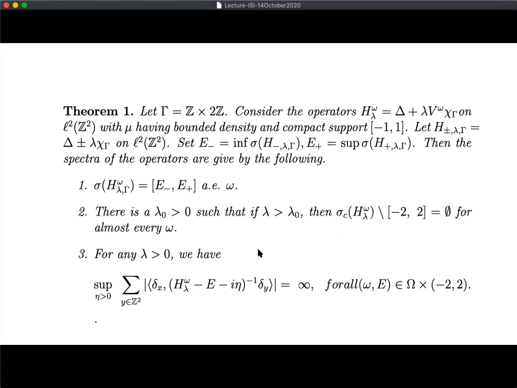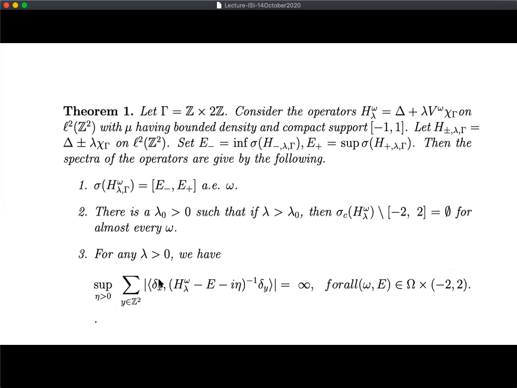But to us, the most interesting part is the last part, which says for any lambda positive, if I look at this integral kernel, the resolvent kernel that we looked at earlier, remember this was in L2 when we had point spectrum for almost every omega. But here we show that for almost every omega, and the energy E in this interval -2 to 2, this resolvent kernel is not L1.